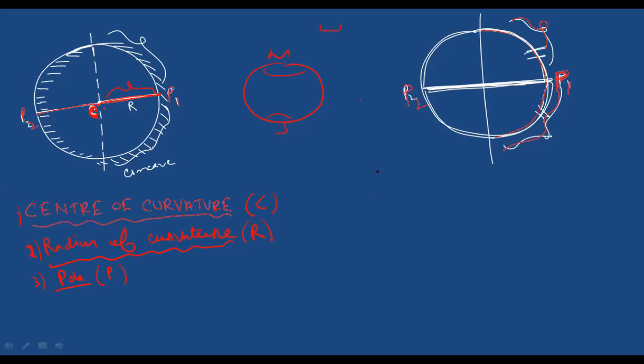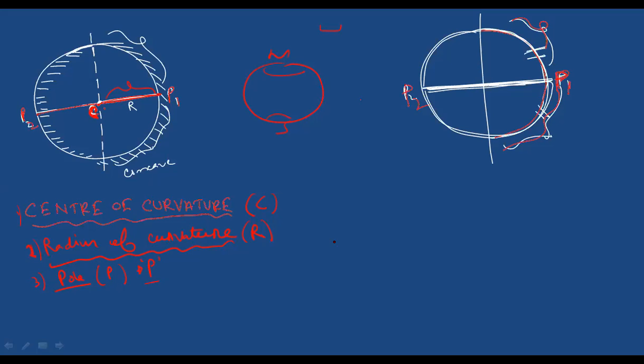Okay. The midpoint of a spherical mirror is called its pole. It is denoted by capital P.